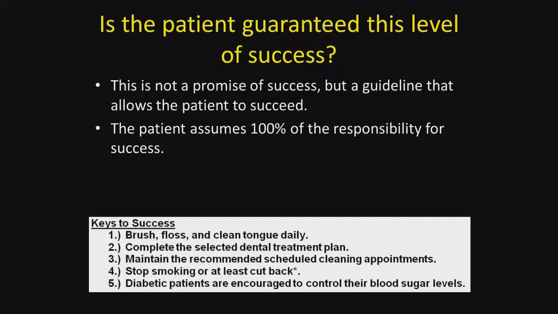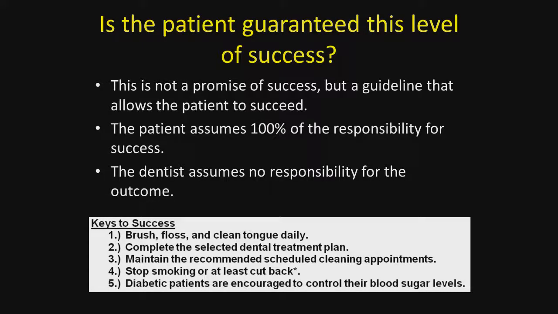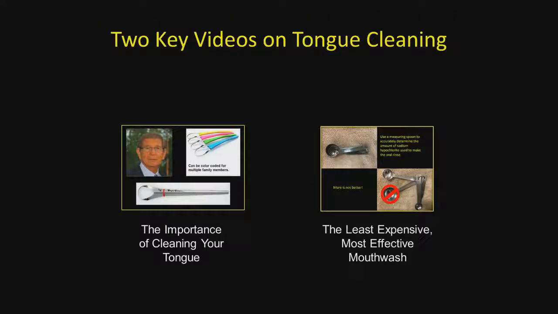Now look at that. All of these factors, as we have said above, are under the 100% control of the patient. So if they don't follow through, then you're not going to have the success rate that they were told they're going to have. But whose fault is it? It's the patient's fault. So the important thing here is for you as the dentist to understand that you are not guaranteeing anything, but you are guaranteeing that if they do the things they're supposed to do, they're going to have a much healthier mouth. And as I said earlier, the dentist assumes no responsibility for the outcome. It is entirely under the control of the patient.